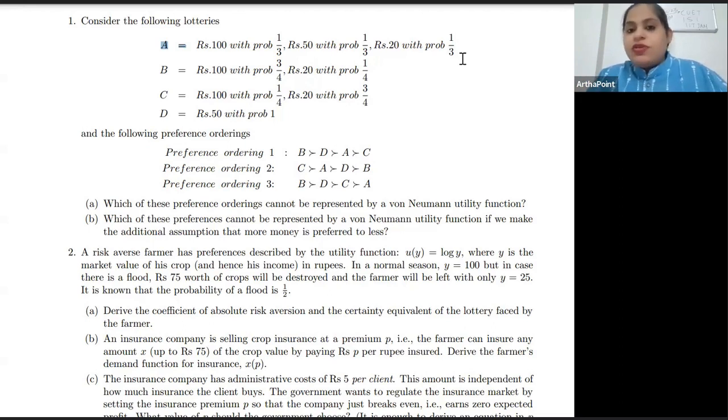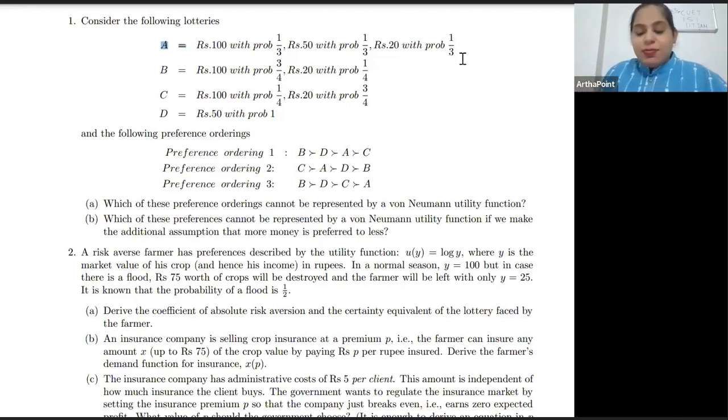So 1/3 into 100 plus 1/3 into 50 plus 1/3 into 20 and so on. These are your expected utilities. Now, in general, you have to understand that these VNM utility functions are invariant to the linear transformation, which means that if utility of 100 is 1 and utility of 20 is 0, then how will you write the inequalities?